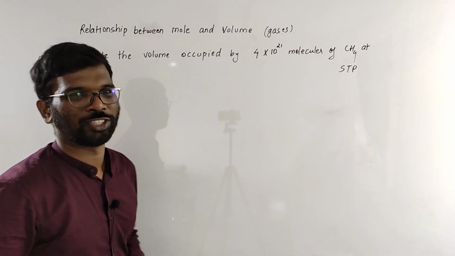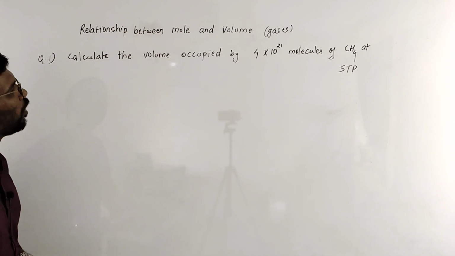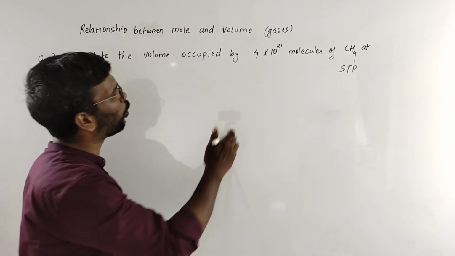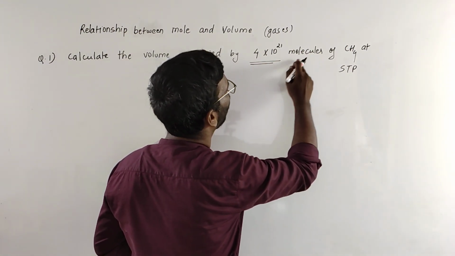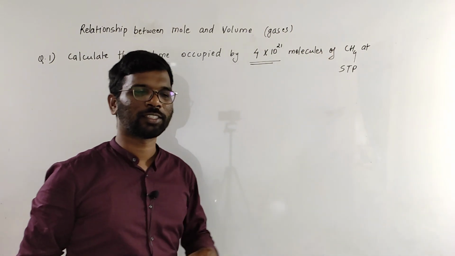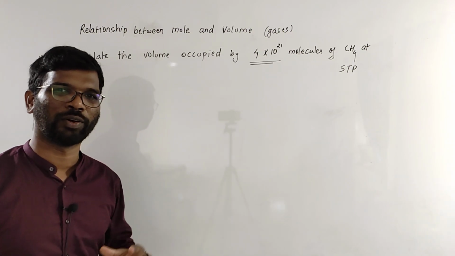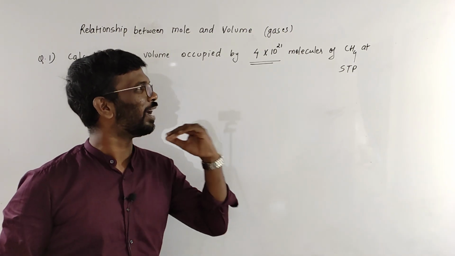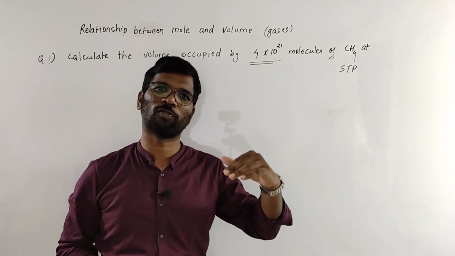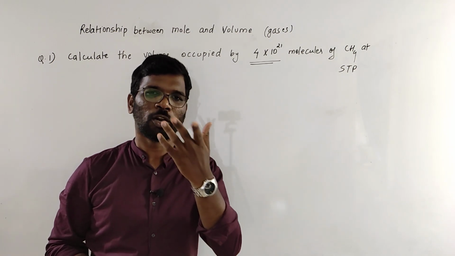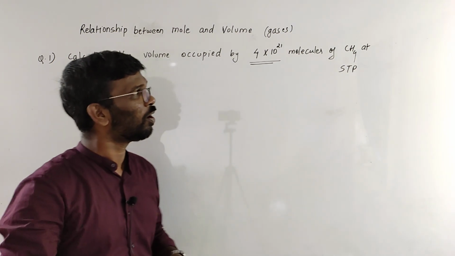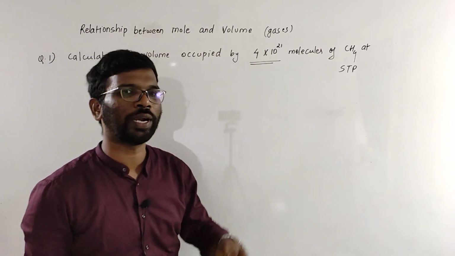Here is the next question. Calculate the volume occupied by 4 into 10 raised to 21 molecules of methane at standard conditions of temperature and pressure. Now what relation are you going to use? Do we have any direct relation for this? We know that 1 mole of any gas occupies 22.4 liter and we are told to find it for 4 into 10 raised to 21 molecules.